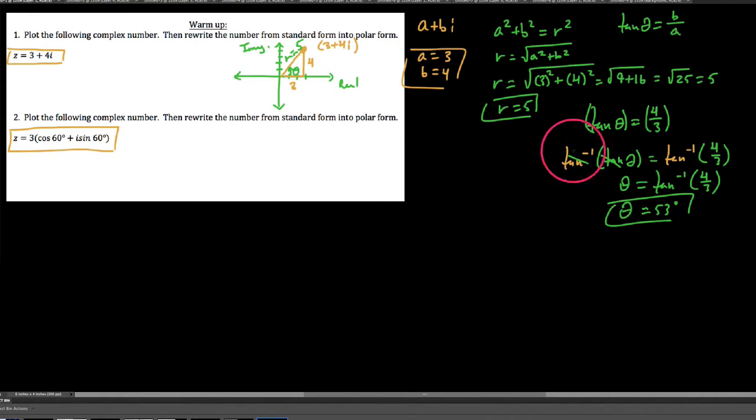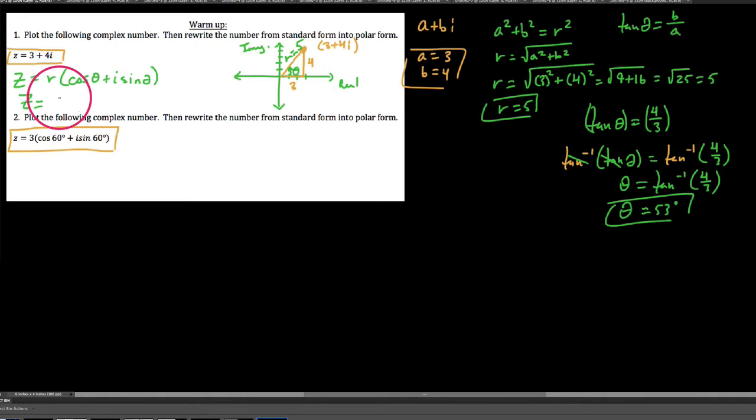And so what we know now is that our r value is 5 and our theta value is 53 degrees. Then to write this number in polar form, remember that polar form tells us r times the cosine of theta plus i times the sine of theta, and we just write our i up front so that you don't think it's part of this angle. But we'd say that this is our polar form number.